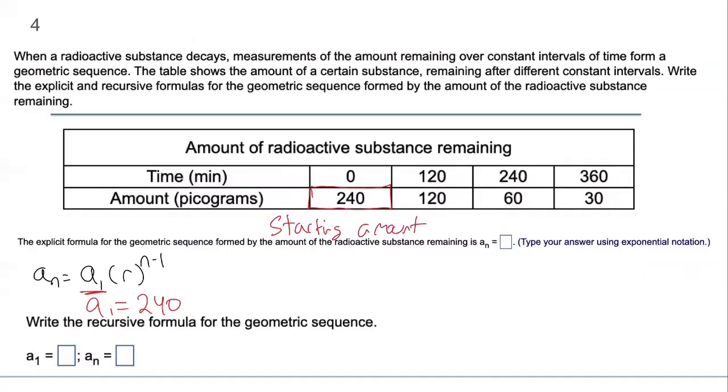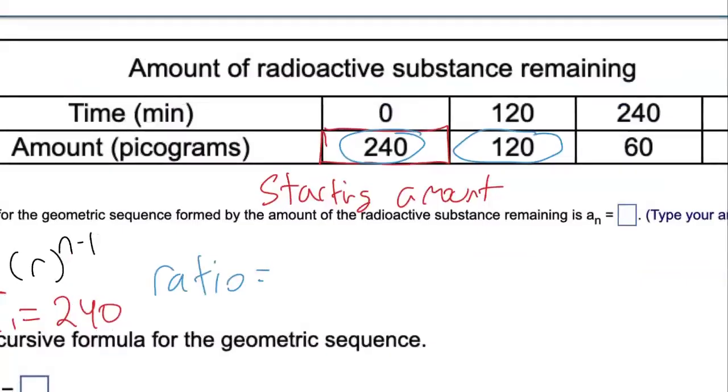Now, to find the ratio, it is the second term divided by the first term. So in this case, it's 120 divided by 240. Now, what does 120 over 240 simplify to? Because you guys have to reduce it. If you write 120 over 240, it's going to tell you it's wrong. Does anyone know what 120 over 240 reduces to? How did you get 1/2?